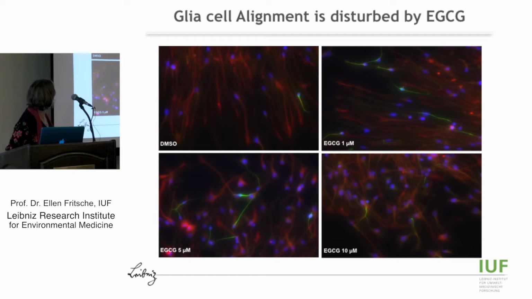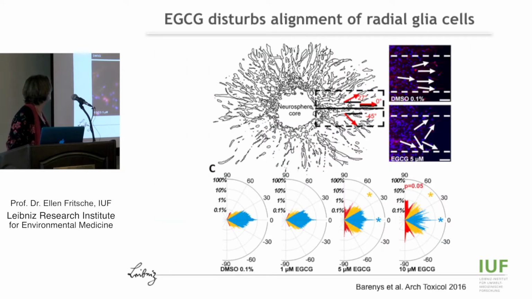There. Yeah, here you see it better. So they're nice and straight when you stain them. The green ones are the young neurons, and the red ones are the radial glia cells. With increasing amounts, you see that the alignment gets lost, that they become more chaotic. And this is actually what this group saw in the animals in vivo, but also when they took the cells from the mouse brain into the dish, they saw something similar.